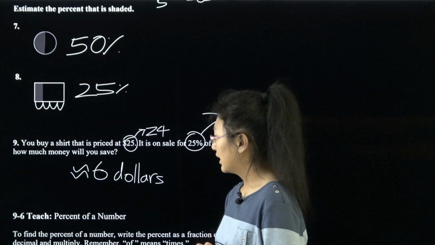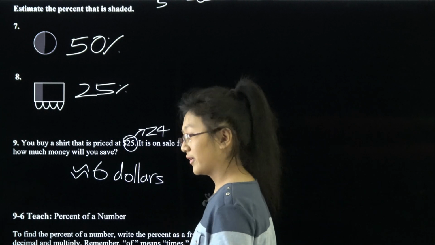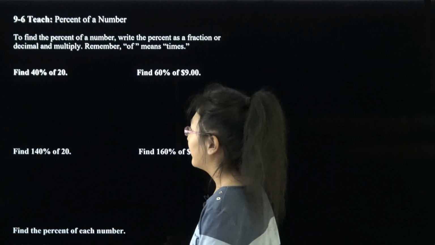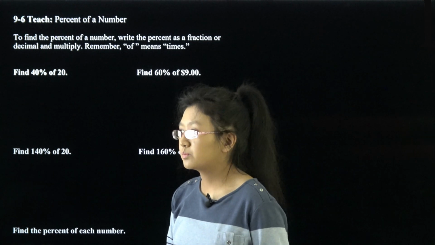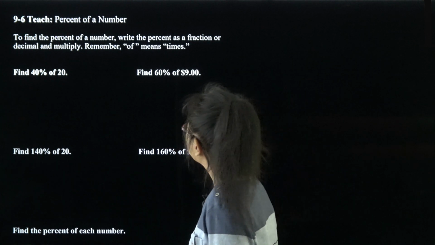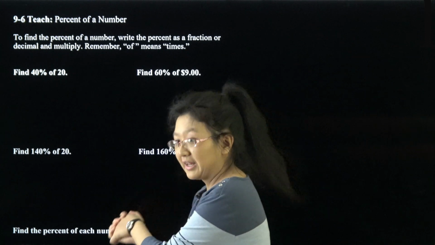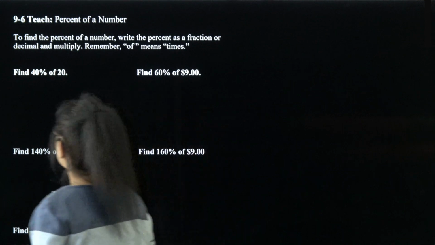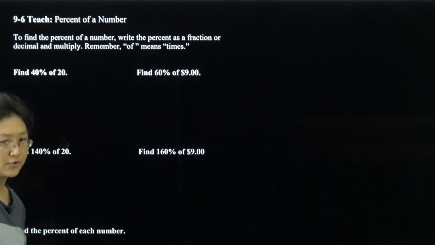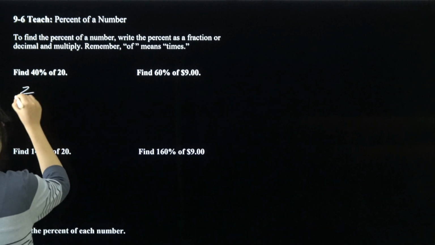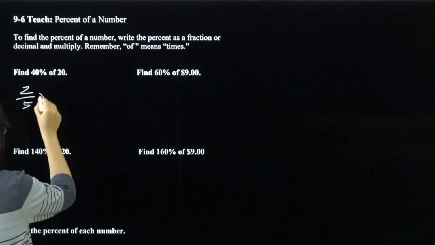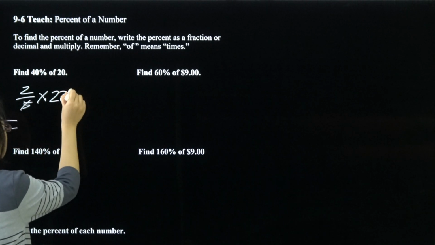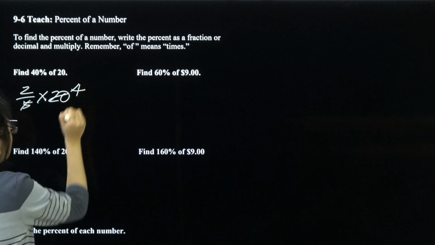Well, we're done. And now we'll be teaching you how to find a percent of a number. We write the percent as a fraction or a decimal and multiply, which I've been doing for a while actually. Remember, of means times, or multiply. Find 40% of 20. So we write that as a fraction, which is 40/100, but that simplifies into 2/5. So 2/5 times 20 equals 8.